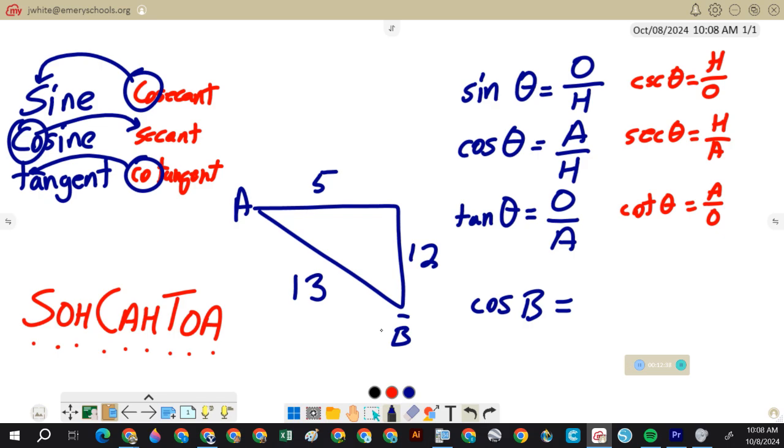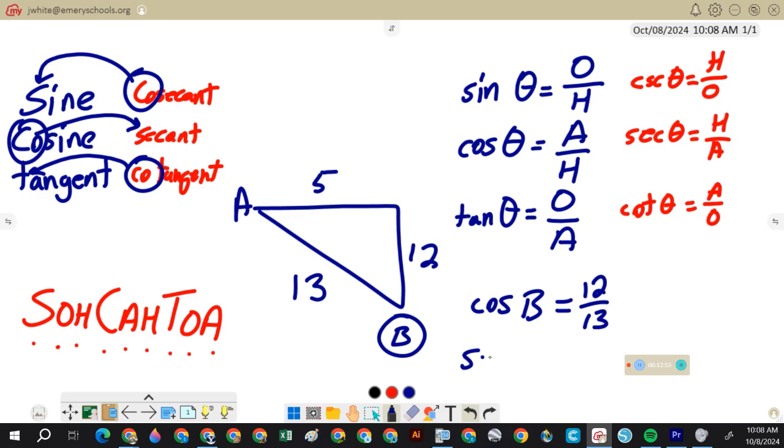So we're focused in on angle B, and cosine is A over H. Which side is going to be A? 12, and H is 13. So that is 12 over 13.